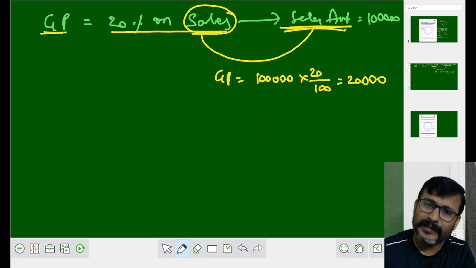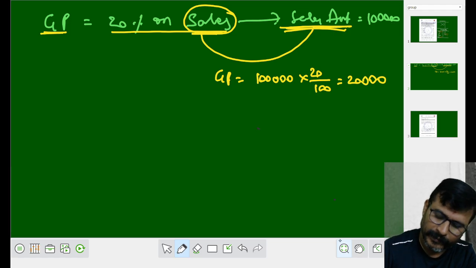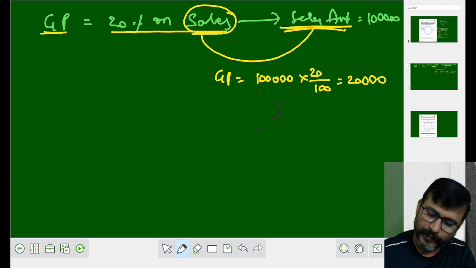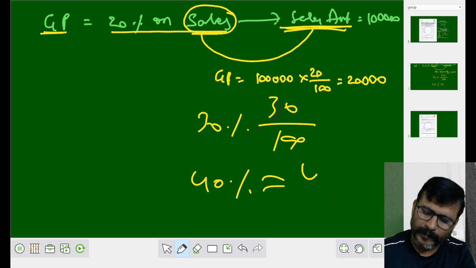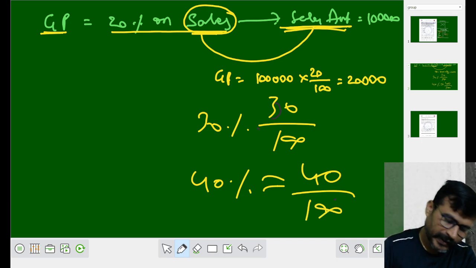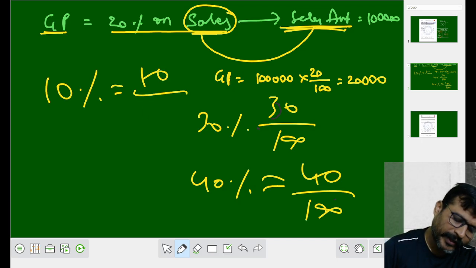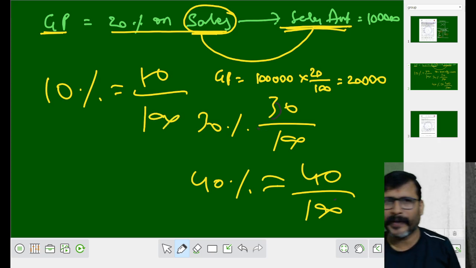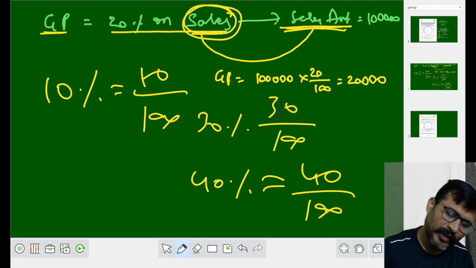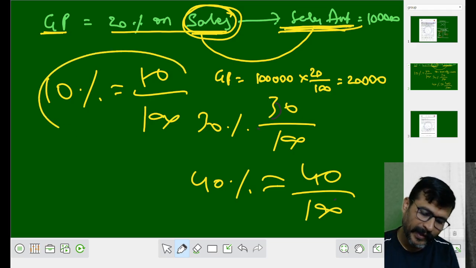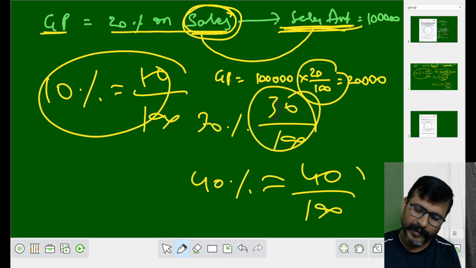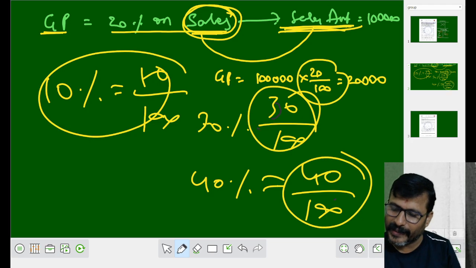If it is 30%, we have to take 30 divided by 100. If it is 40%, we have to take 40 by 100. If it is 10%, we have to take 10 by 100. Because the profit is given on sales, and you know the sales amount. In such case, 10 by 100, 20 by 100, 30 by 100, 40 by 100. I go for another concept.